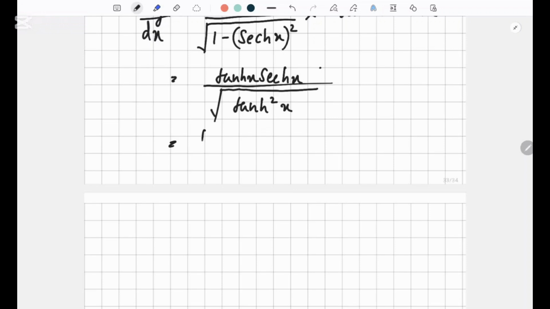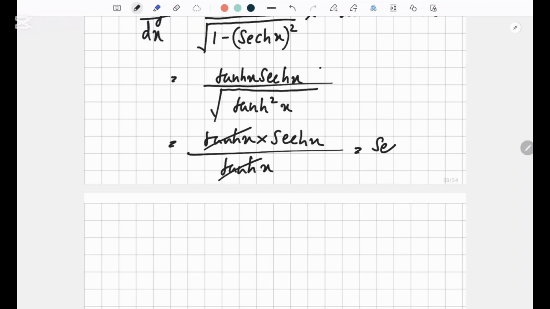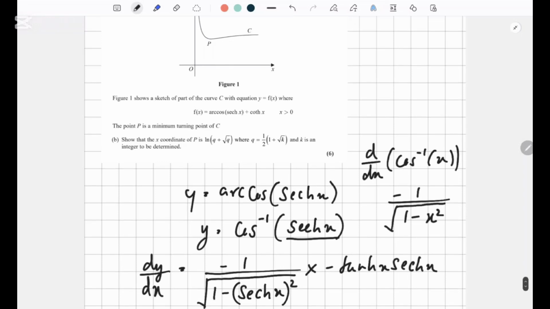So this gives you tanh x into sech x over tanh squared x. They cancel off. This gives you sech x. As you can see, we got the first part.